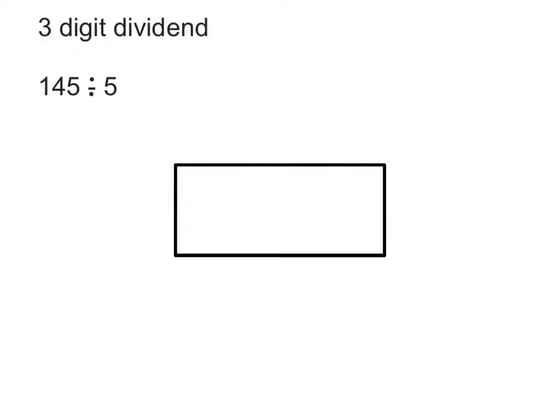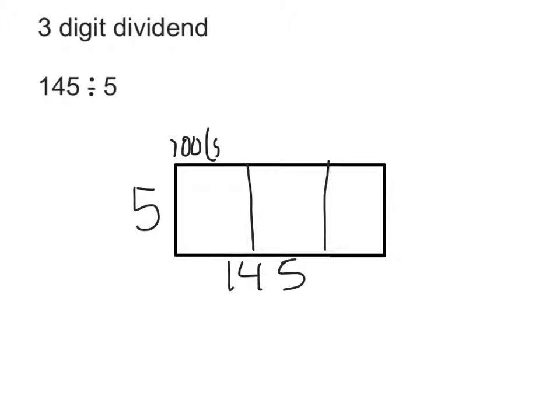Now let's move into a 3-digit dividend. The 145 still goes on the bottom, 5 still on the side. The only difference with a 3-digit number is now I have 3 sections to my area model, and I start by multiplying by 100. Well, 100 times 5 would be 500. Oh, well, I only have 145, so that's too much to start with. I can't have any hundreds.